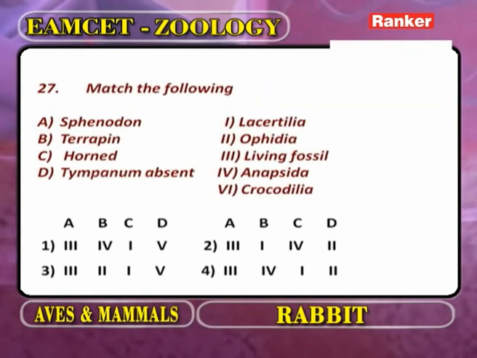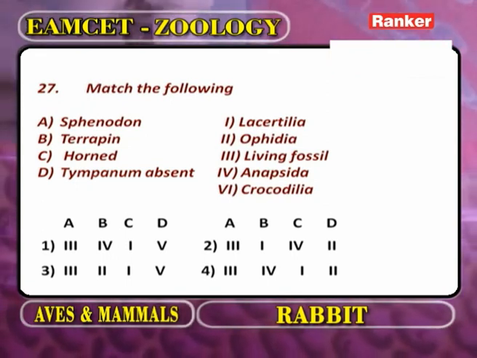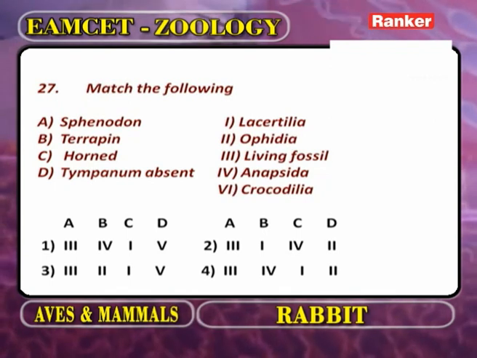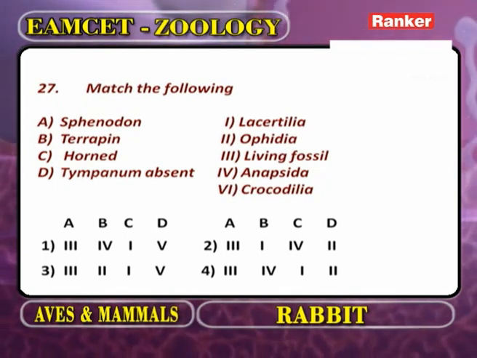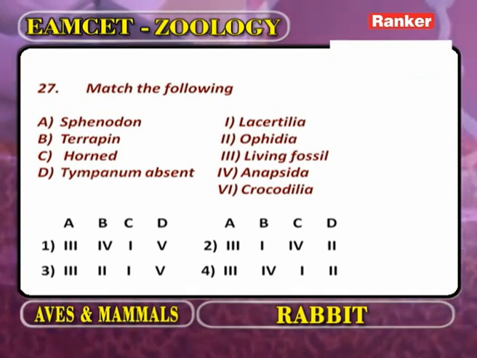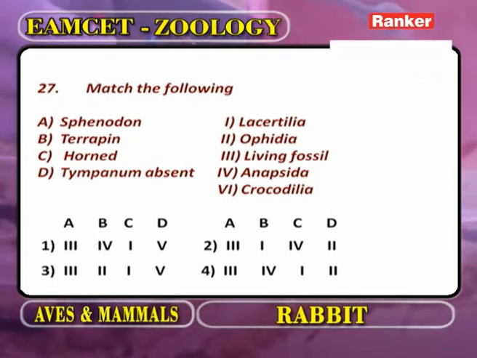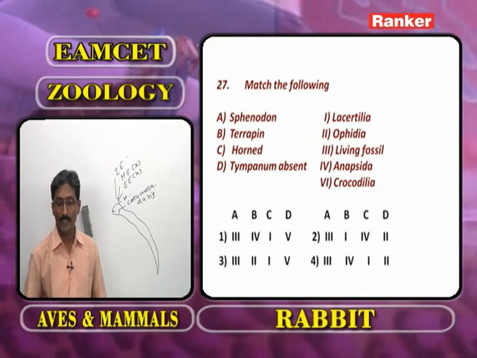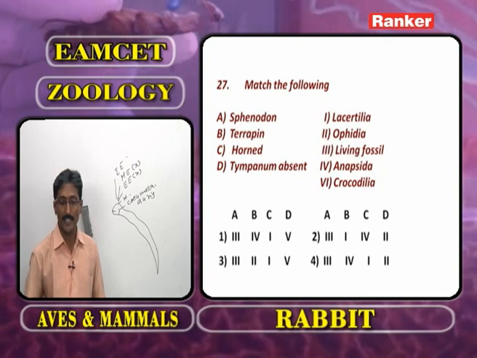Match the following. Now the list one: Sphenodon. Second one, terrapin. Third one, horned lizard. And the fourth one, tympanum absent. What is the other name of tympanum? Eardrum. Now, list 2: Lacertilia, Ophidia. Lacertilia includes lizards. Ophidia includes snakes. Living fossil, has not undergone any changes since millions of years.